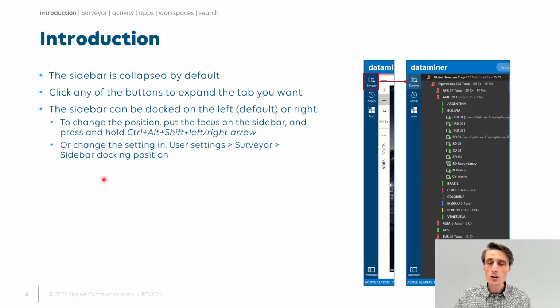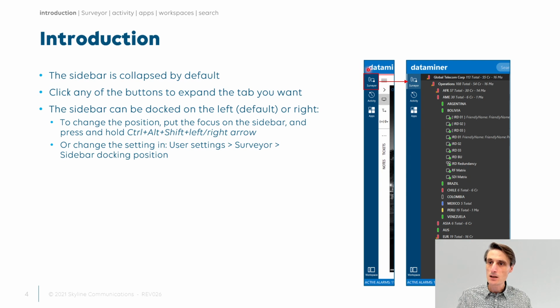So first of all, we're talking about that side panel, which is by default on the left-hand side. But if you want, you can also, through your user settings, move it to the right-hand side if you prefer it that way. There's also a shortcut, pressing and holding Ctrl-Alt-Shift, and then you can, with the left and right arrow, move it left or right.